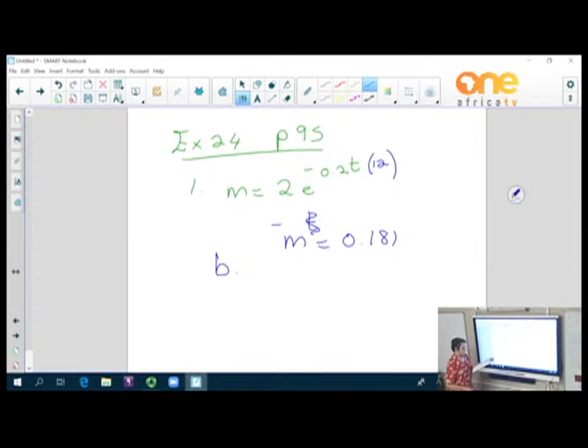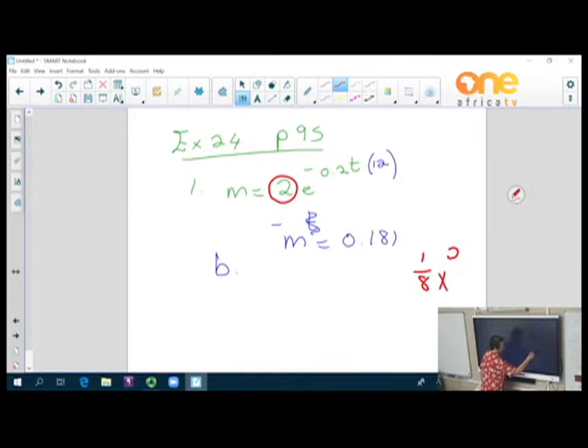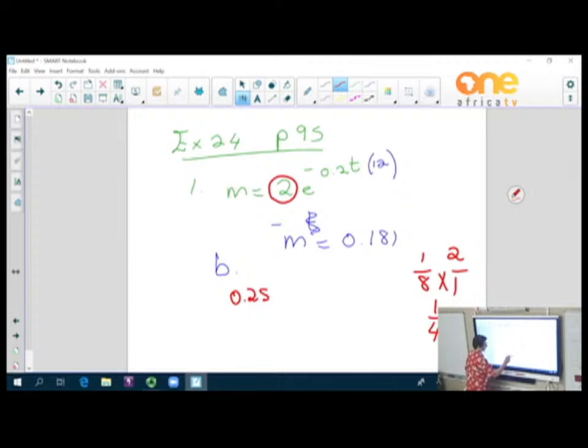Number B. Find the time it takes for the mass to fall to 1/8 of the initial value. So this is my initial value. What is 1/8 of 2? And that is a quarter. So now the mass is then 0.25. That quarter is equal to 2e^(-0.2t). How will I find T now? I will have to first divide by the 2. So it will be 0.25 divided by that initial value, equals e^(-0.2t).